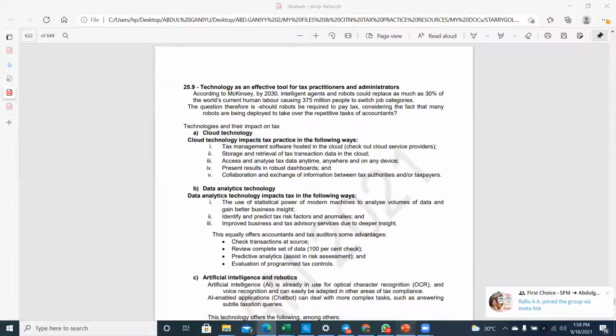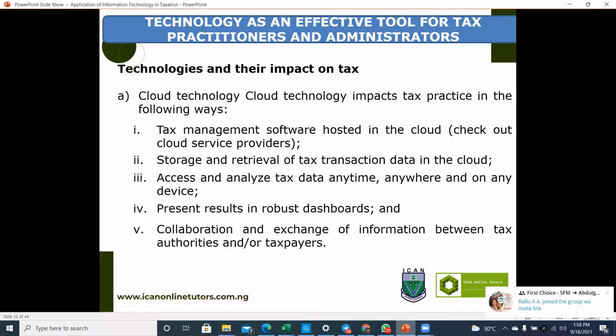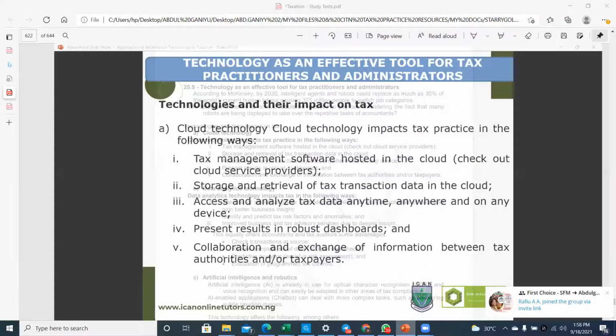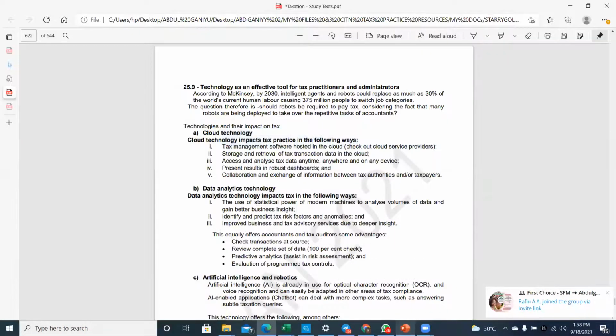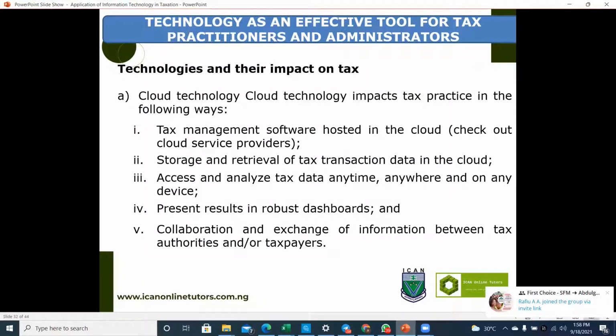So now let's move further. Technologies and their impact on tasks. For cloud technology, this could impact in the following ways. One, task management software hosted in the cloud. Check out cloud service providers. Storage and retrieval of task transaction data in the cloud. Access and analyze task data anytime, anywhere, and on any device.